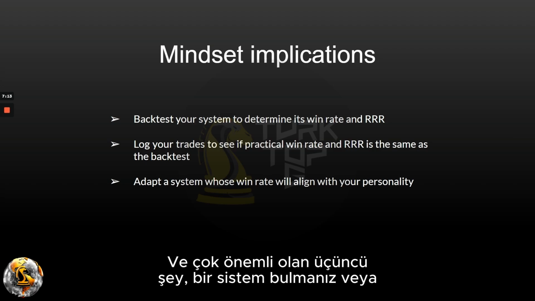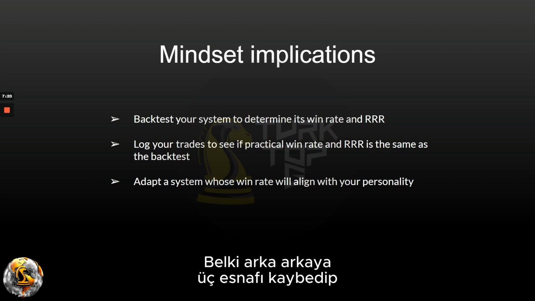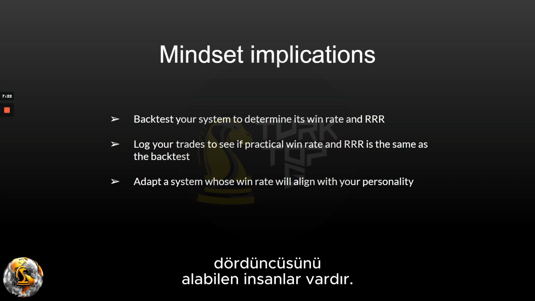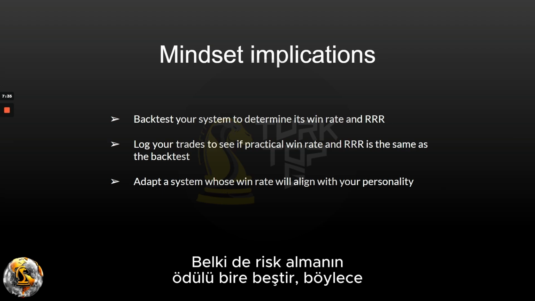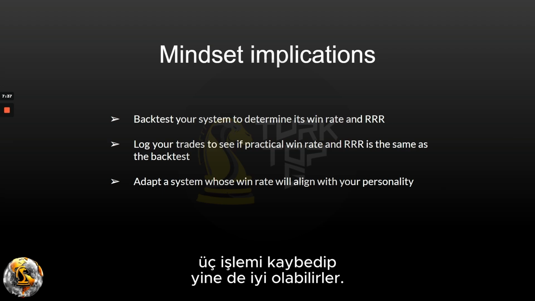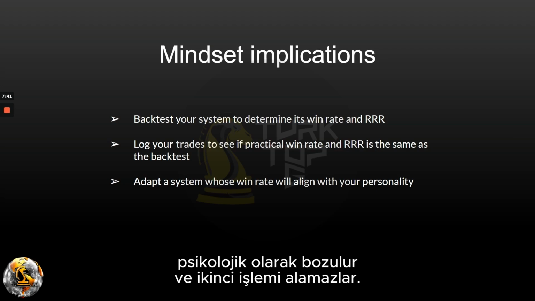And the third thing that's crucial is you have to find a system, or you have to adapt your system, to your own mindset. Maybe there are people that can lose 3 trades in a row and take the 4th one with full confidence because they know their system, they know how many times the system wins. They know that they only need to win 1 out of 4 trades in order to be profitable. Maybe their reward to risk is 5-1, so they can lose 3 trades and still be fine. But there's another person, if he loses 1 trade, he gets messed up psychologically and cannot take the 2nd trade.